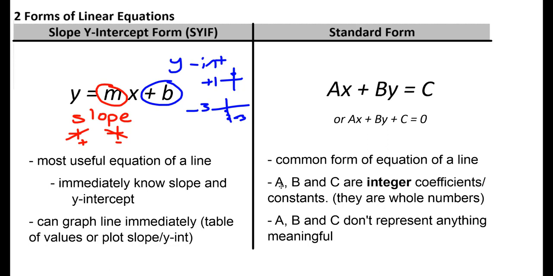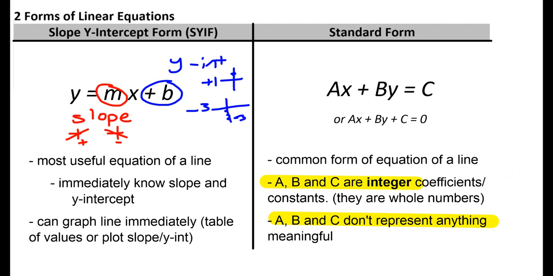The important thing to know, though, is that the a, b, and c values are integers. They're not going to be fractions. They're always whole numbers as the coefficients of the x and y, or as a constant of just a letter. And they do not represent anything. It's not slope, it's not a coordinate, it doesn't represent anything on the graph.